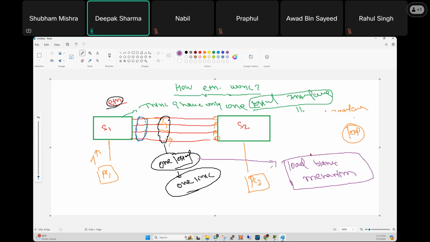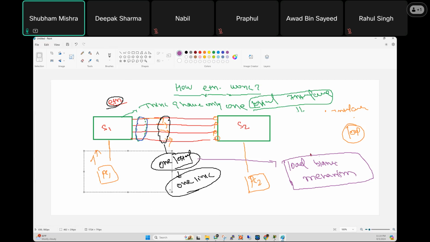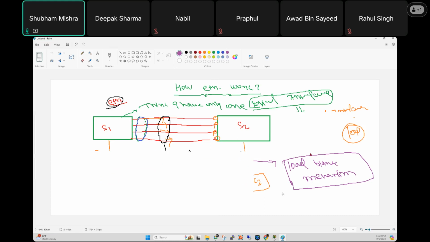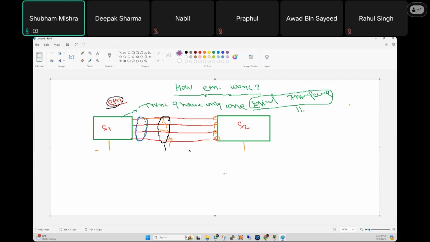Till now, just understand that the switch will choose only one link, and that one link will be decided on the basis of the load balancing mechanism. Clear, everyone? I hope it's clear to all of you.